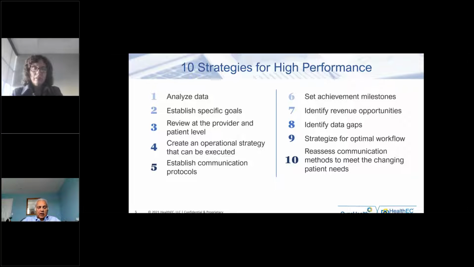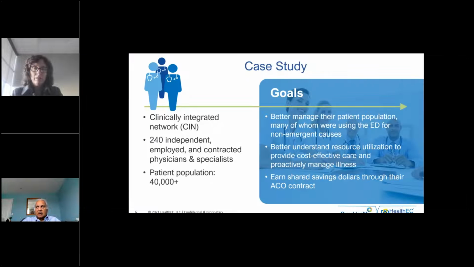And what I thought was, with the background of one of our clients, who is a clinically integrated network of 240 independent providers and contracted physicians and specialists that have been managing about 40,000 patients under their different value-based agreements. They have the MSSP program, they have a commercial program with the Blues, they have a Medicaid program also with the Blues, and have been managing these patients through their provider network to achieve a better outcome, both for the patient and for the ACO as a whole.